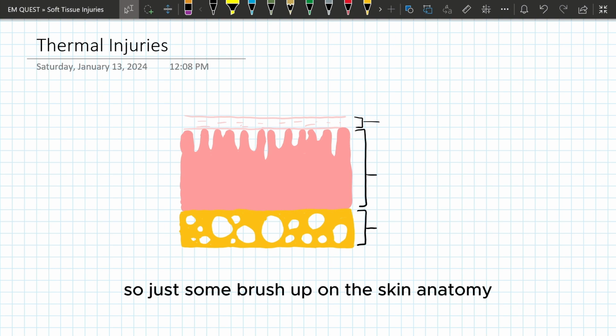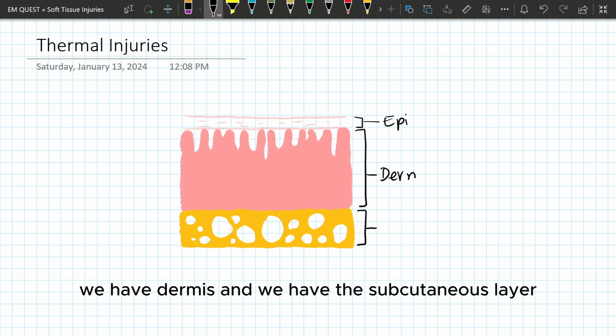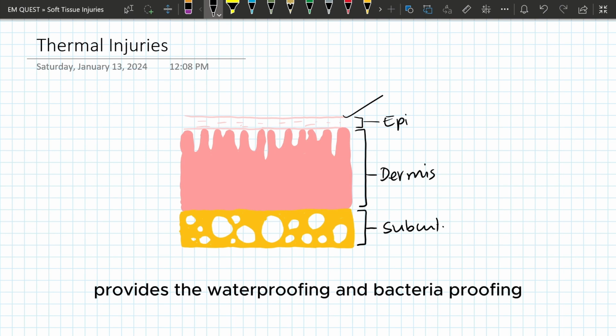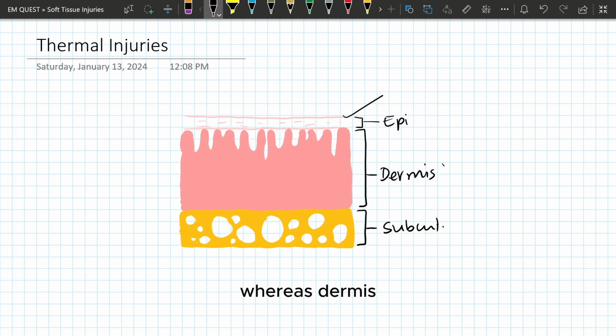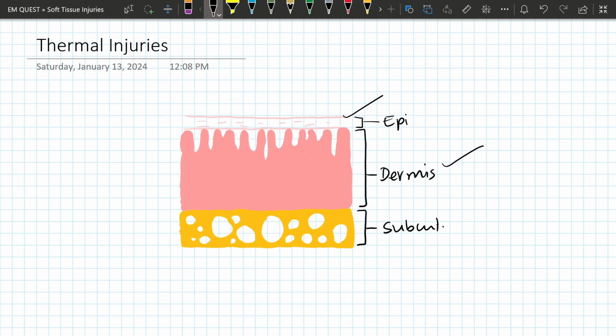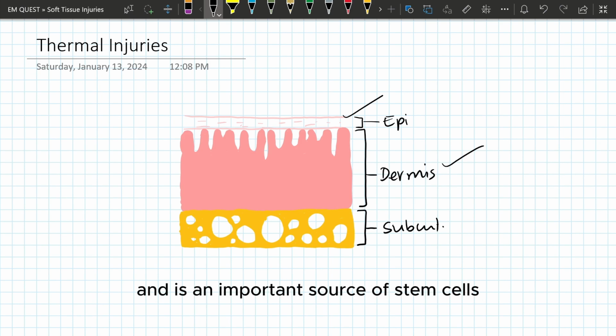So just some brush up on the skin anatomy. There are three skin layers. We have epidermis, we have dermis, and we have the subcutaneous layer. Epidermis is what provides the waterproofing and bacteria proofing, whereas dermis gives the skin its toughness and durability. Dermis is also where the epidermis regenerates from in cases of thermal injuries and is an important source of stem cells.